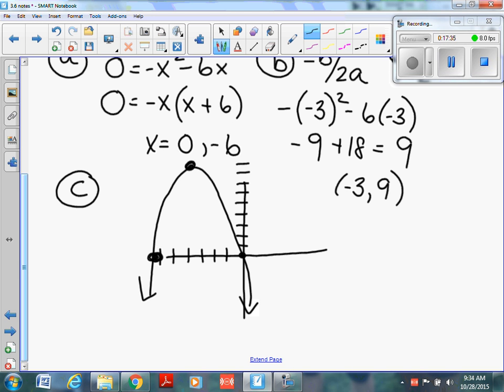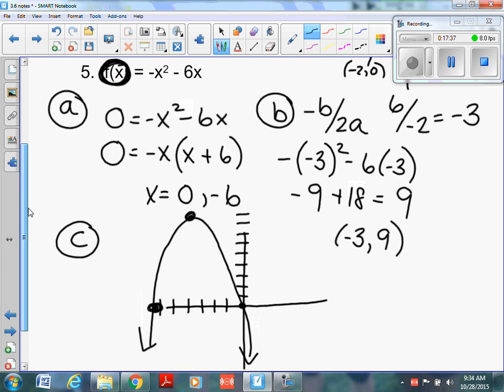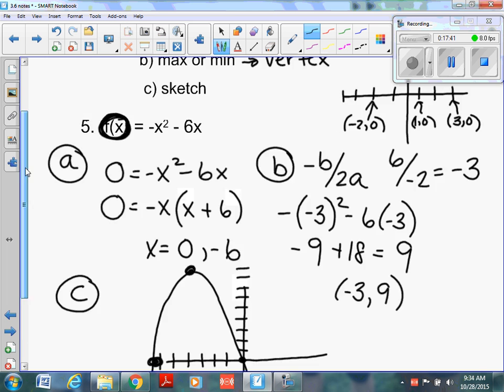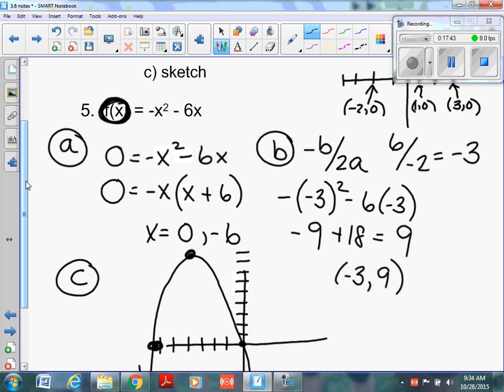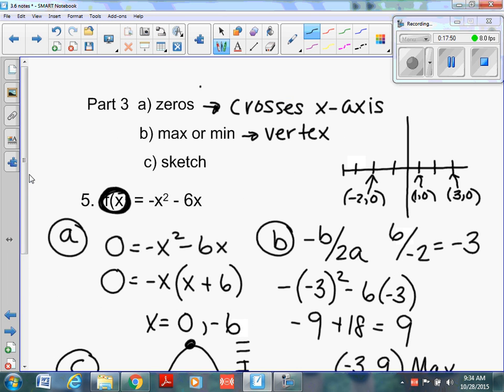Last question of this problem. Does the vertex, is that a max or a min? Max. And I just go back up here at B and tell me that there is a max, because you know that if it's a negative x squared, it should be facing down, correct? And it was facing down.